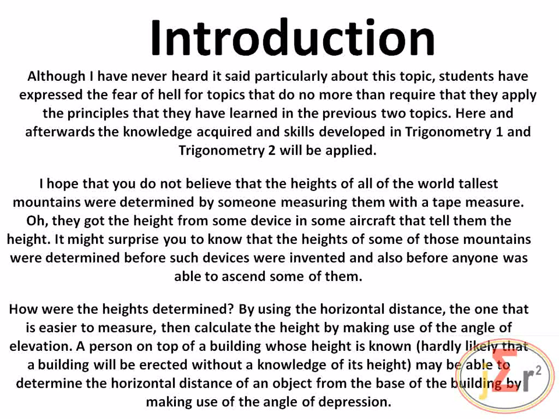A person on top of a building whose height is known, hardly likely that there is any building erected without a knowledge of its height. So someone who is on top of a building whose height is known may be able to determine the horizontal distance of an object from the base of the building by making use of the angle of depression.